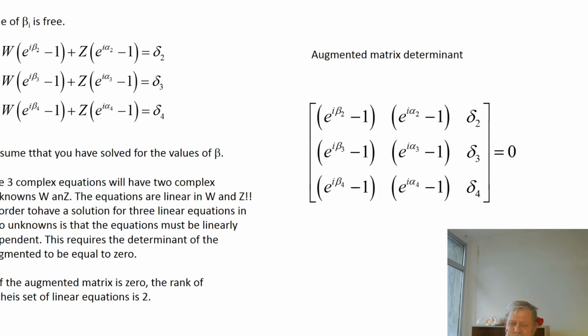So what we do is this. Let me assume somehow for a given value of beta 2, I have determined beta 3 and beta 4. Somehow, I don't know how, but somehow I have determined them. In that case, I have three linear equations in two unknowns, W and Z.